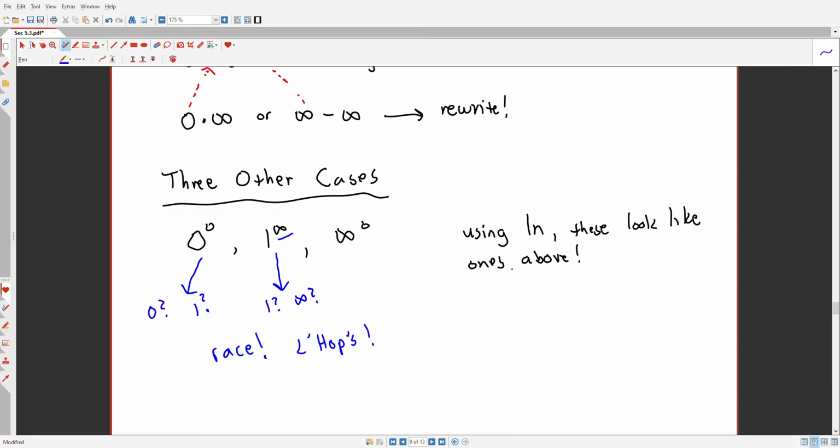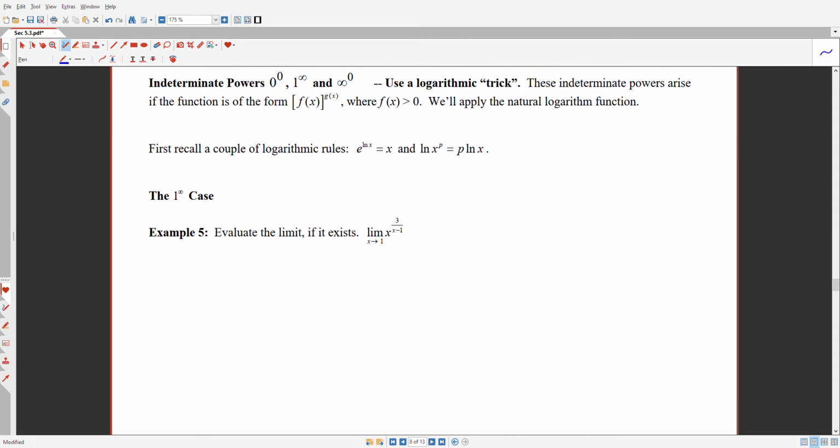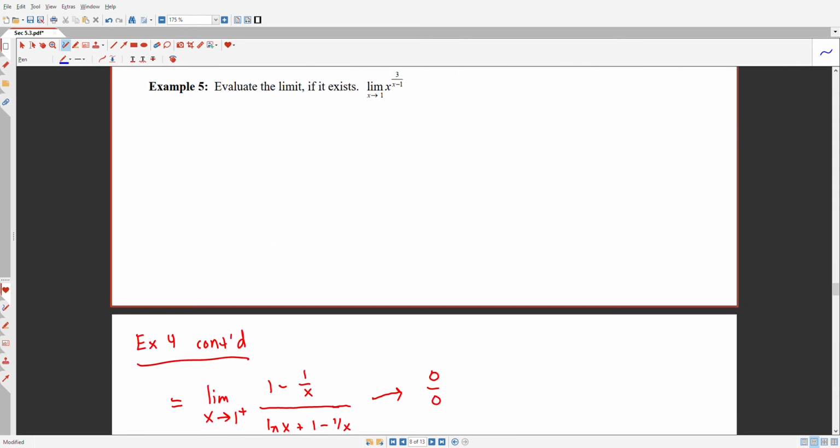Okay, so let's start thinking about these next 3 cases. Let me walk through example 5. I'll try to write small so that we have enough room here. If I plug in x equals 1, I will get 1 to the 3 over 0. That looks like 1 to the infinity. And what your brain should say is, that makes me happy. I can use natural log L'Hopital.